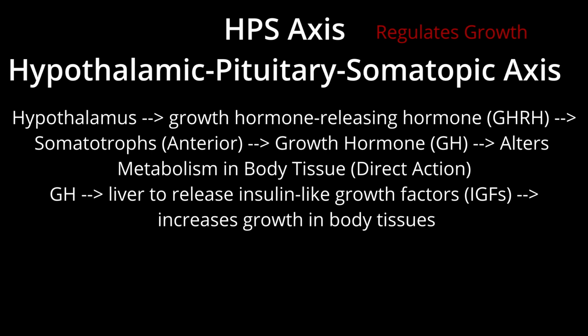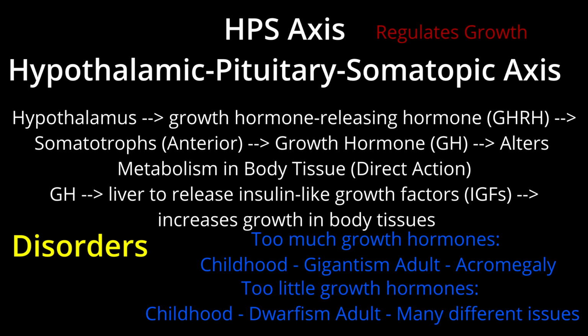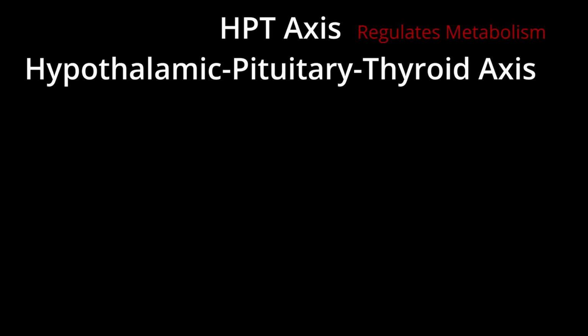These are the factors for regulating the HPS axis. Just understand it. There are also disorders of the HPS. Too much growth hormone in childhood could lead to gigantism, while in adulthood it could lead to acromegaly. Too little growth hormone in childhood could lead to dwarfism, and in adulthood could lead to a ton of other deformities.